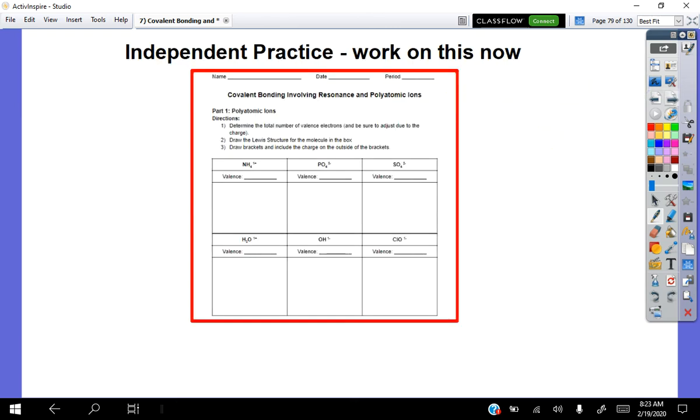In our next video, we'll go through a couple more practice problems dealing with polyatomic ions, and then we will also look at some resonance. That is all for now.